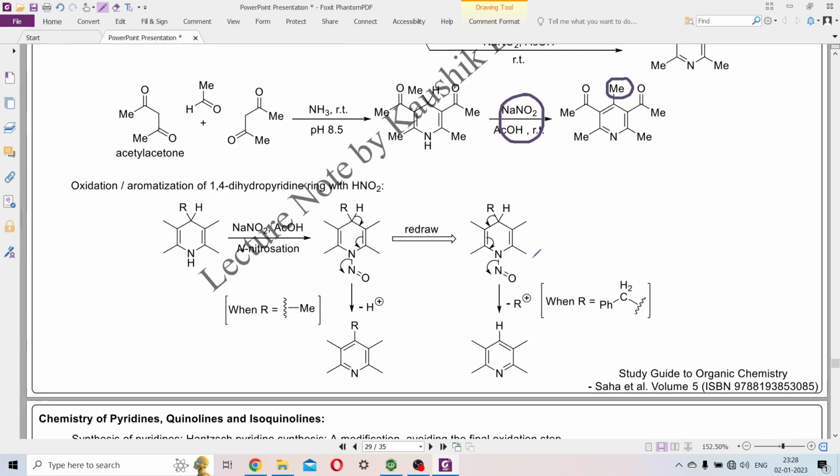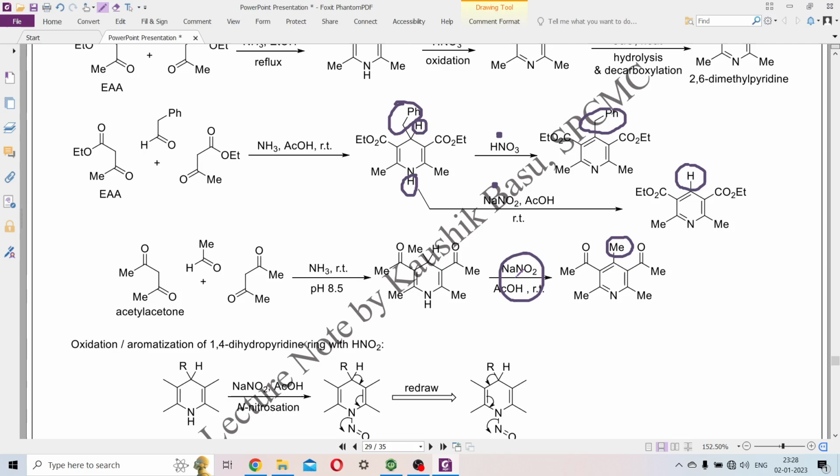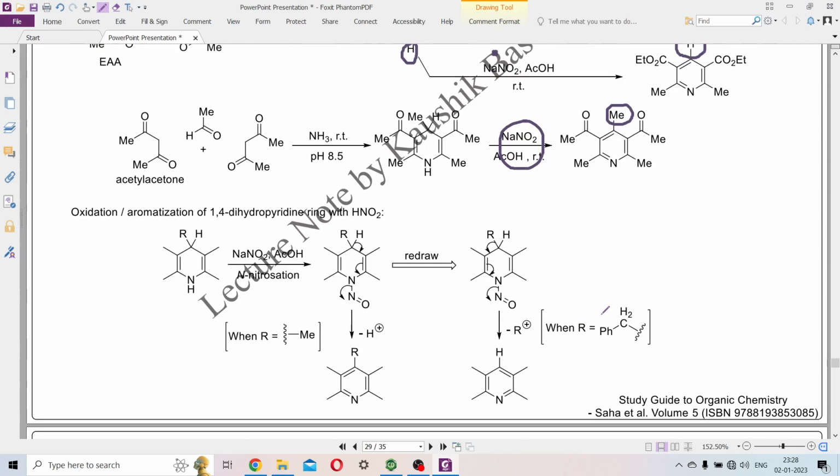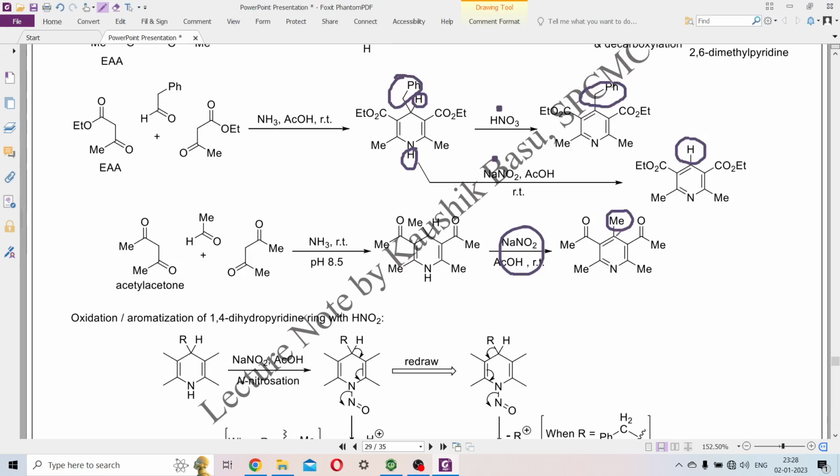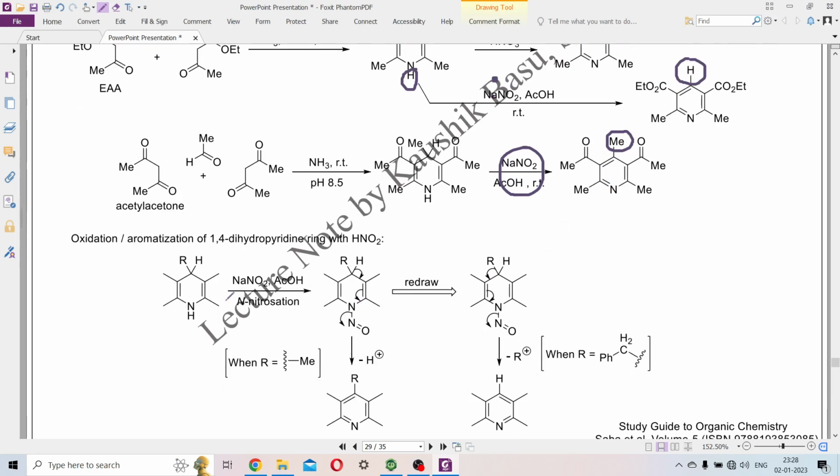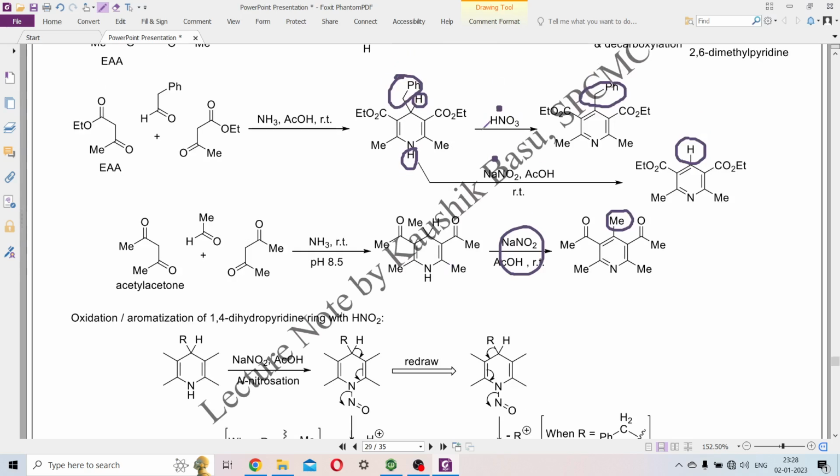R plus can only leave when R plus is able to sustain the positive charge, which is the case when you have CH2Ph. Therefore, a benzylic carbocation will leave, and it will eventually be consumed by any nucleophile present in the reaction medium. Because this is a relatively stable carbocation, instead of H plus, R plus has the tendency of leaving. But when R is equal to methyl, then this type of reaction cannot take place and methyl is retained. And when you are doing the reaction not in presence of NaNO2 acetic acid but in presence of nitric acid, it is a simple oxidation, a simple dehydrogenation, and the CH2Ph group is retained.